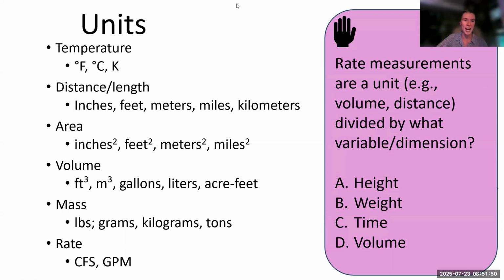Anybody? You can also shout it out, those of you who are in the class and in the room and can't put it in the chat. Yeah, sweet, nice job. Yeah, it's time. So it's a unit divided by time, and that's always going to be rate. That's a good one to keep track of too, because that's a super common one that you're going to see.